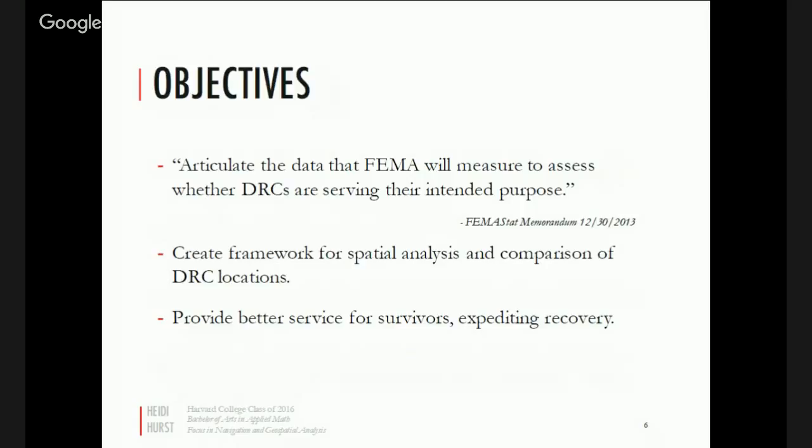So again, my idea was simply to find a framework. I'm not saying this is the best way to allocate DRCs. I'm not saying this is the most efficient, but this at least gives us a baseline to start with so that we can build in other variables as that information becomes either available or is proved to be more relevant.